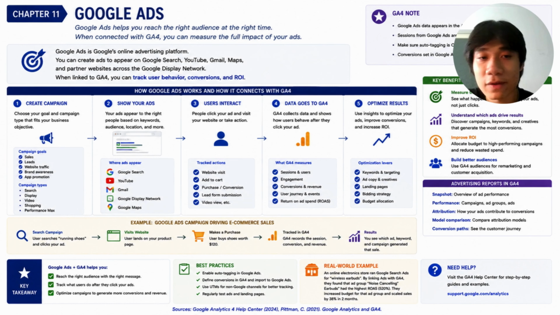So next up, chapter 11 explains how Google Ads works together with Google Analytics to measure the performance of online advertising campaigns. By linking Google Ads with GA4, businesses can see not only how many users click on an advertisement, but also what those users do after they arrive on the website. For instance, Google Analytics can show whether a campaign generates purchases, newsletter sign-ups, downloads, or order conversions.